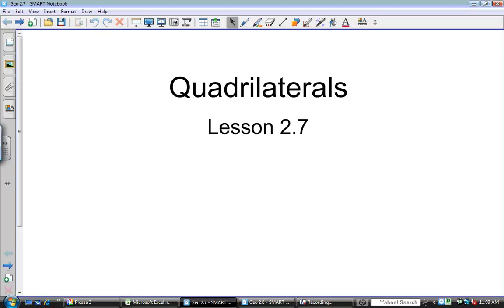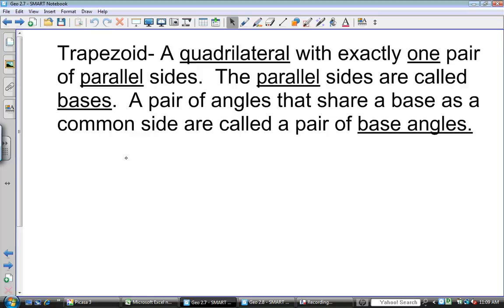Today's lesson is on quadrilaterals. The first quadrilateral we're going to learn about is the trapezoid. The trapezoid is a quadrilateral with exactly one pair of parallel sides. The parallel sides are called bases. A pair of angles that share a base and have a common side are called a pair of base angles.